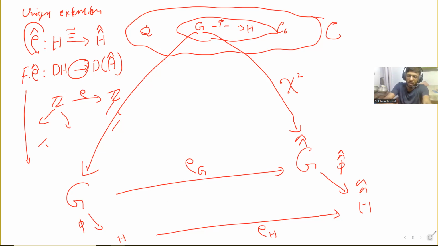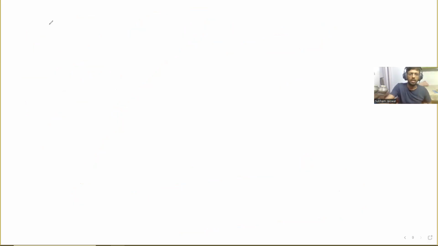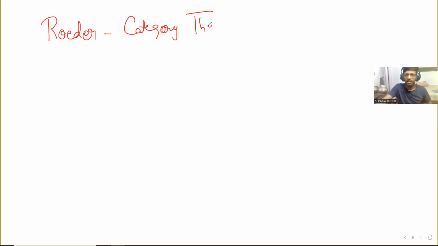This is from a paper by Reuter, called Category Theory Applied to Pontryagin Duality. I got it from the internet.